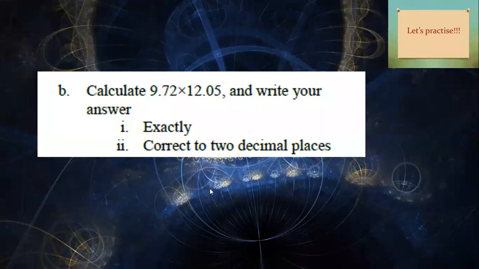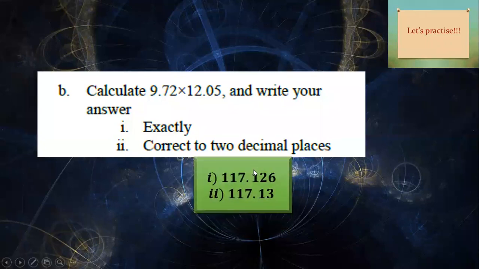Hey guys, so the answer should be 117.126 exactly, but to 2 decimal places, 1, 2, circle the 2, underline the 6. The 6 is in the 5 or more category, so we're going to add 1 to this 2 to make it 3. So 117.13 should be the answer for part 2. Any questions there? Please put them in the comments.